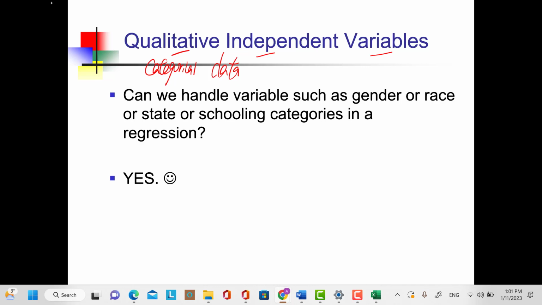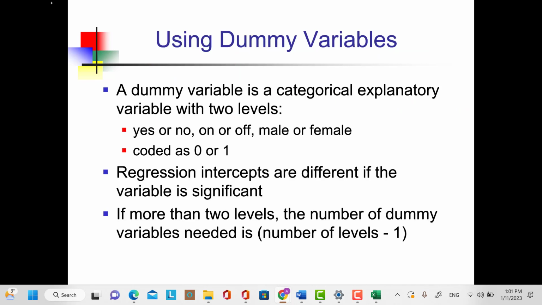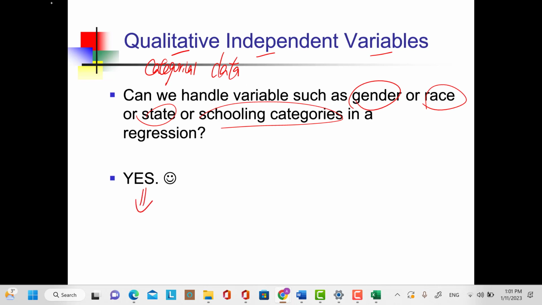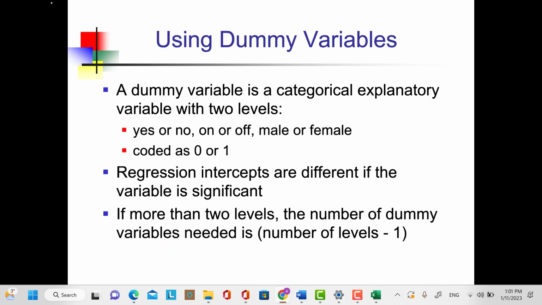Okay. So we may have to deal with categorical data like gender, race, state, or schooling categories. A lot of categorical data, or qualitative independent variables. And in this case, we just have to code it. So there's coding involved here. You need to do coding. It could be done in Excel. I'll show you in the next video when we do the Excel demonstration.